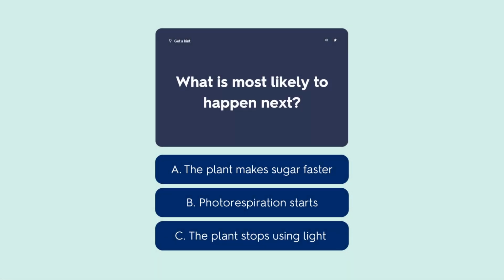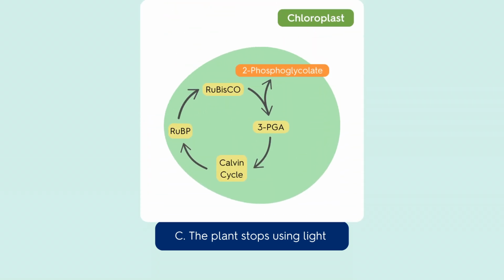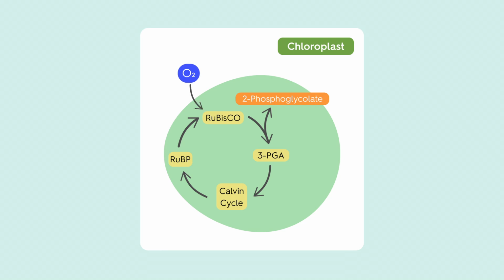Back to the pop quiz. The correct answer is B. Photorespiration starts when oxygen concentration rises around RuBisCO. The enzyme becomes more likely to enter the oxygen pathway instead of the carbon fixing pathway.